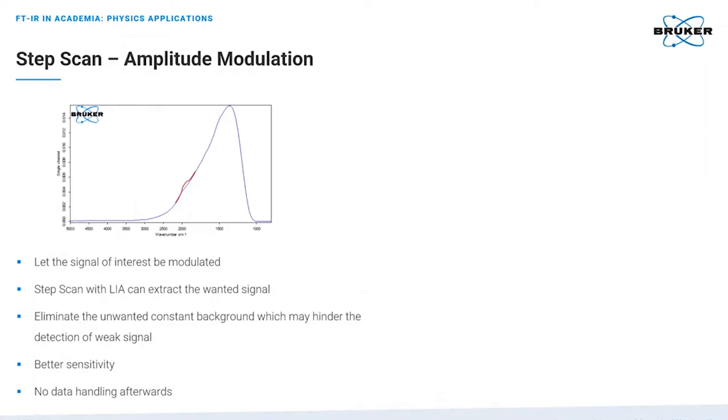Another challenging scenario is to measure weak MIR signal, which is hidden in a room temperature thermal background. And for that, we can use the so-called step scan amplitude modulation method. Here again, we use the step scan technique, but we do not focus on the time resolution. In the following, I will explain the principle of this method based on one example setup.